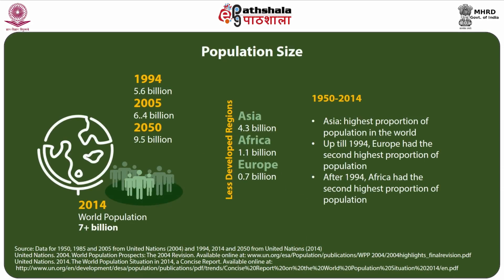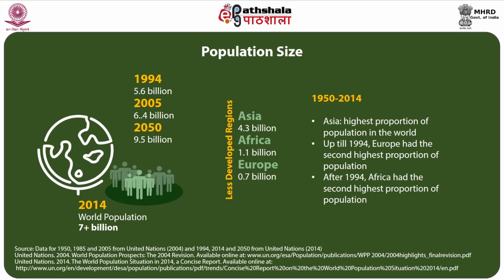In this context, this module is devoted to focus on the various trends in the demographic aspects. Let's begin with the size of population. If you look at the global level, in 1994, the total population of the world was 5.6 billion and it rose to 6.4 billion in 2005. It is expected to reach 9.5 billion in 2050, and at the current level it is about 7+ billion in the world.